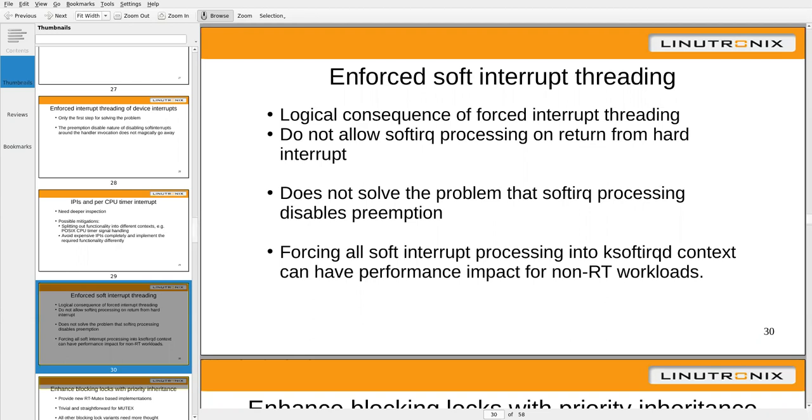There's another side effect which is interesting. If we force all soft interrupt processing into the soft IRQ daemon thread context, that can have performance impact for non-real-time workloads. It depends on the workload you have. It depends on the scenario. So we can't make a general decision about that, but we had reports where this really matters. So these kinds of workloads have to be looked at and then checked whether we can do something else for that, or whether we just have to live with the trade-off on RT. But that's for the point where we actually have a fully preemptible kernel.